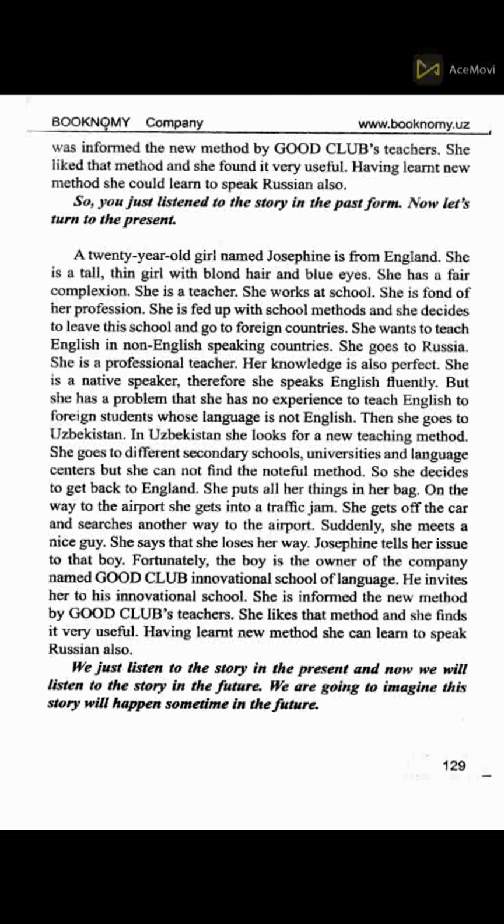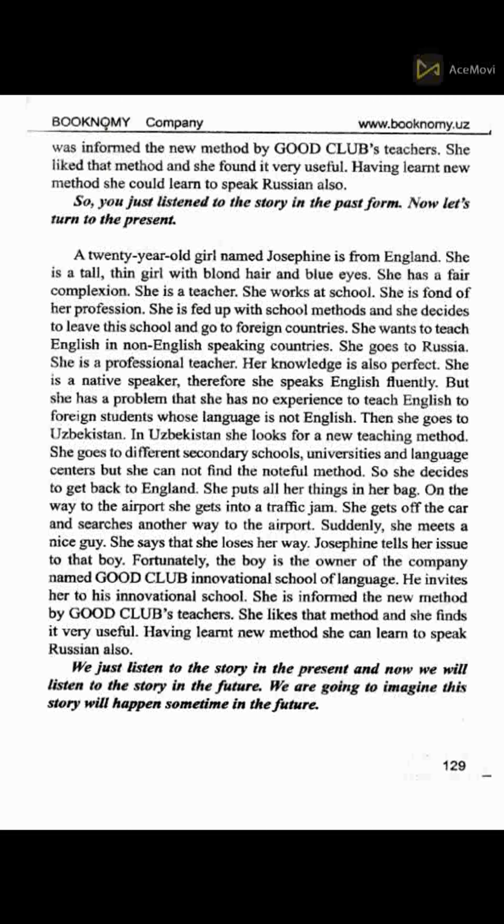So you just listened to the story in the past form. Now let's turn to the present. A 20-year-old girl named Josephine is from England. She's a tall, thin girl with blonde hair and blue eyes. She has a fair complexion. She is a teacher. She works at a school. She's fond of her profession. She's fed up with school methods and she decides to leave the school and go to foreign countries. She wants to teach English in non-English speaking countries.